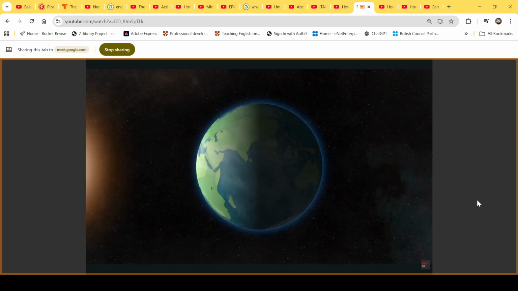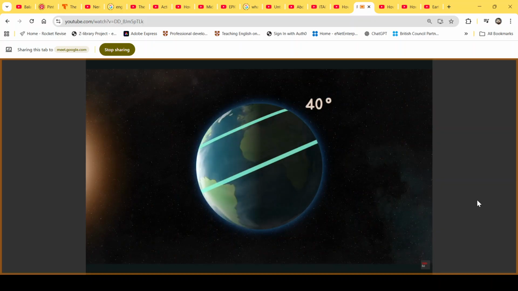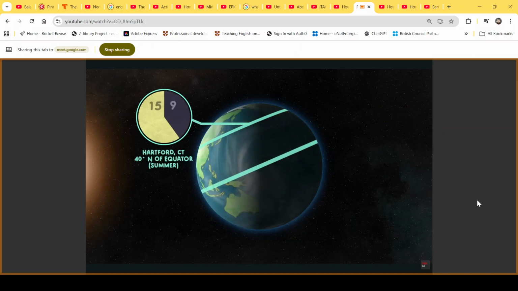So in the summer, any location that's about 40 degrees north of the equator, like Hartford, Connecticut, will get 15 hours of daylight each day and 9 hours of darkness. It warms up for longer than it cools. This happens day after day, so there's an overall warming effect. Remember this fact for later.